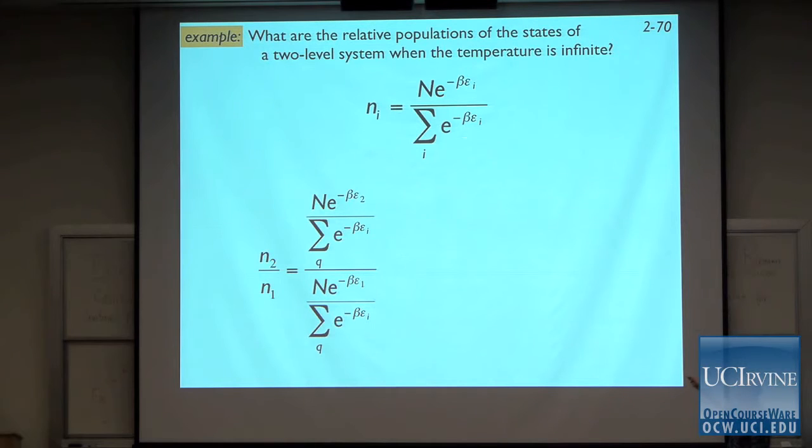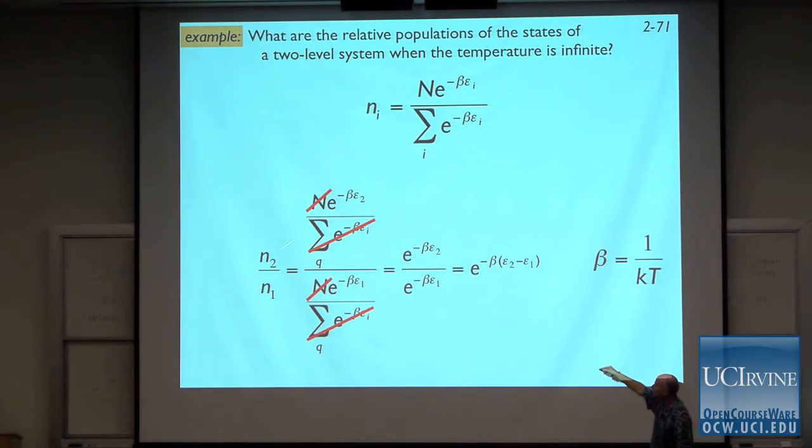Here's our equation for the population of some state i. Two states. So let's call one state 2 and one state 1. Let's write one of these equations for state 2 and one of these equations for state 1. What's the difference between them? I've got E2 here for state 2. I've got E1 here for state 1. Otherwise, the denominator is the same summation. It's identical.